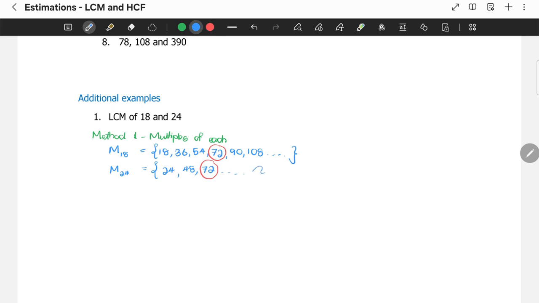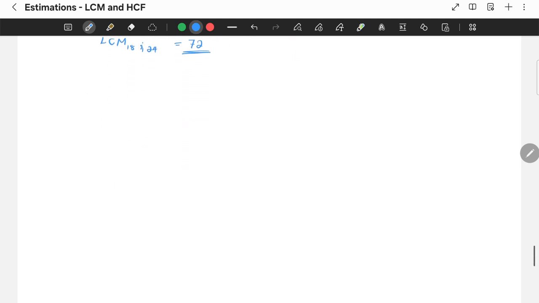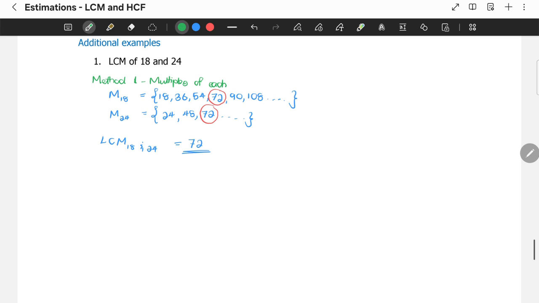So then the lowest common multiple of 18 and 24 is 72. That's using method number 1. And now, if we use the method of prime factors, we have to express each as a product of its prime factors.